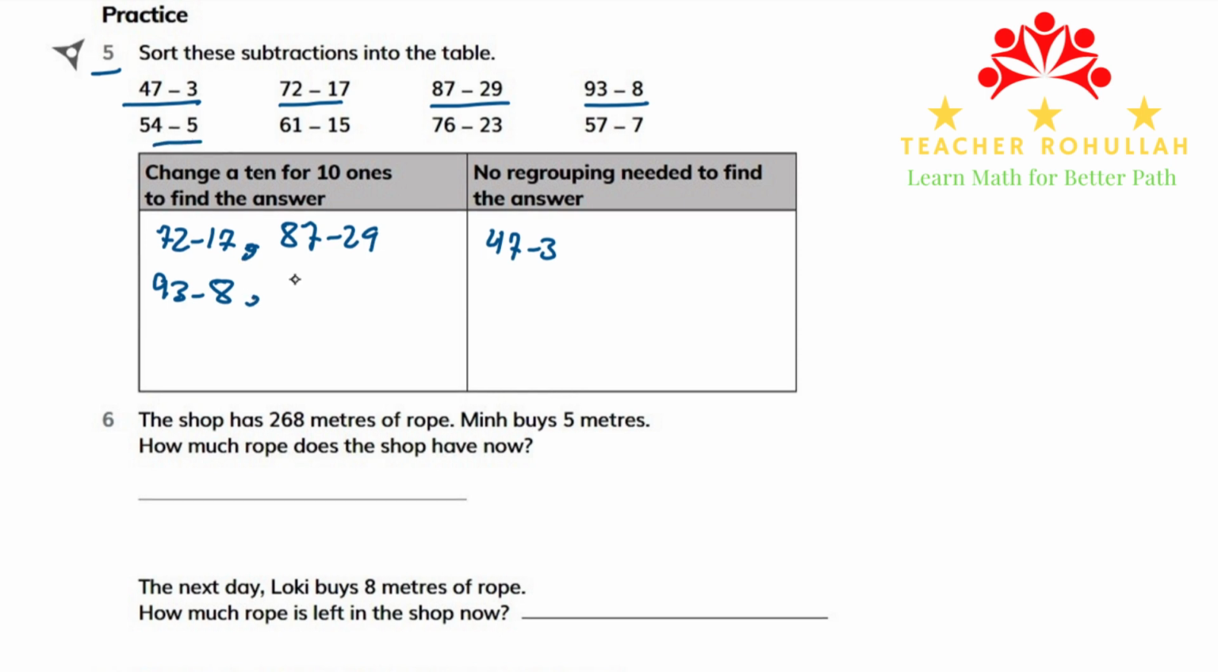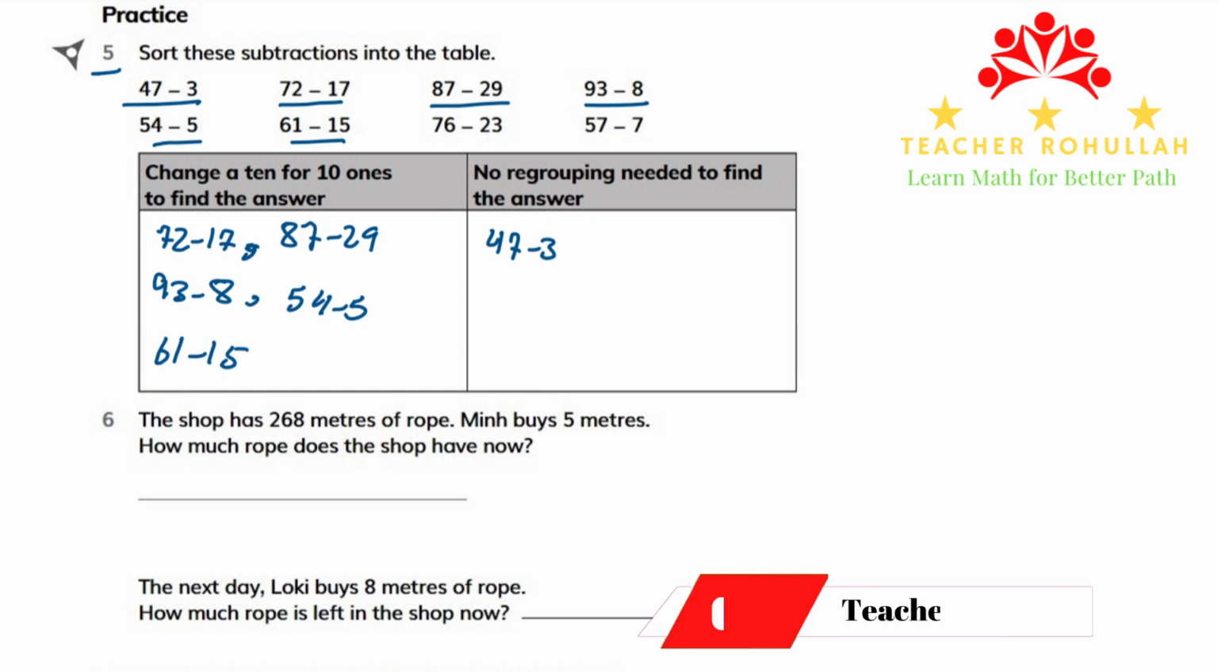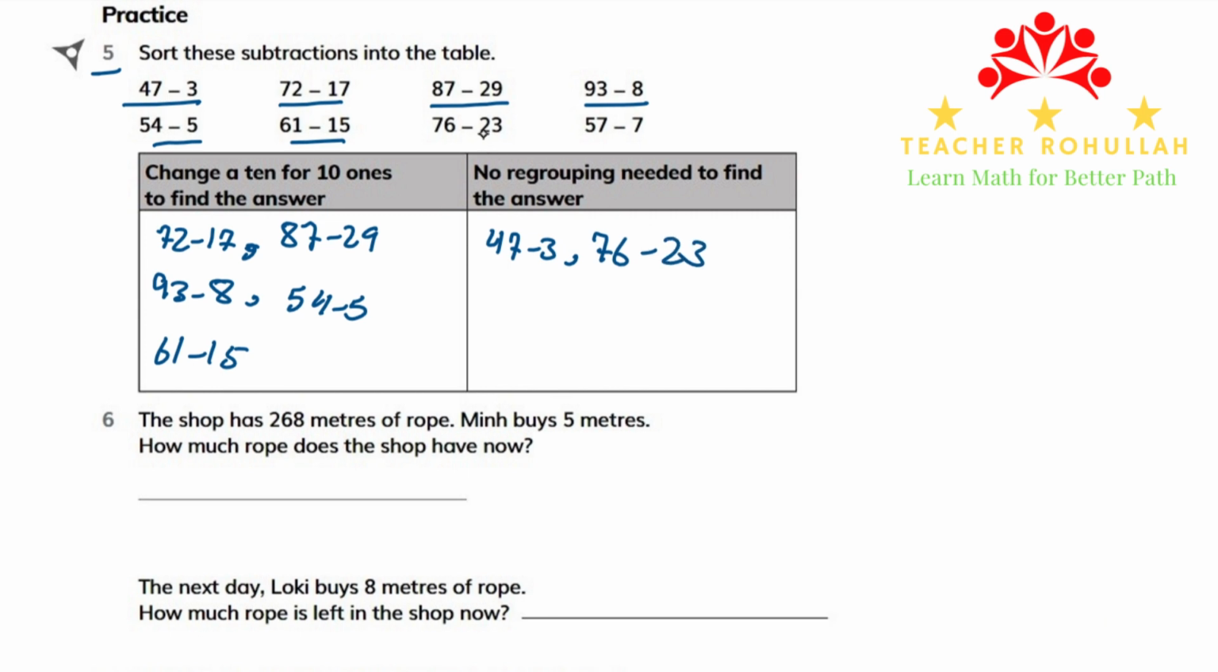54 minus 5. Here also we have to regroup. So I will write down here 54 minus 5. And this one is 61 minus 15. So 61 minus 15, to subtract, we have to regroup here also. So 61 minus 15. 76 minus 23. We don't need to regroup, so I will write it here. 76 minus 23. So I have to give a line so that I should not forget this.